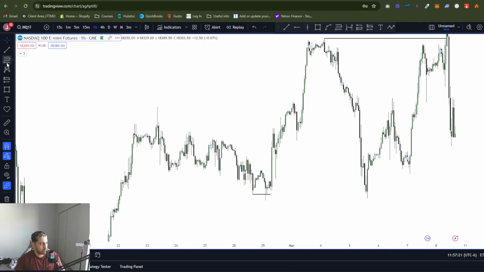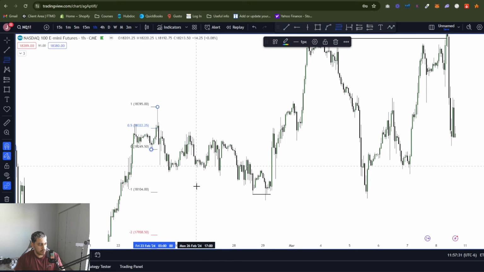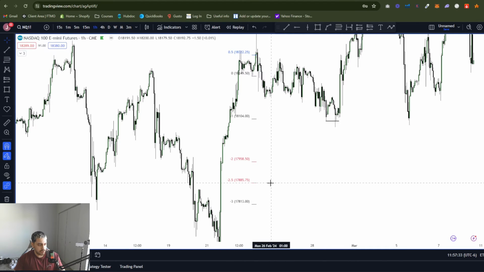And also, you could do it on the bearish side as well, right? So right here, for example, you have your manipulation move, right? Sweep a high. You anchor from the high to the low right here, the swing low. And obviously, we have the -2 and -2.5 down here.